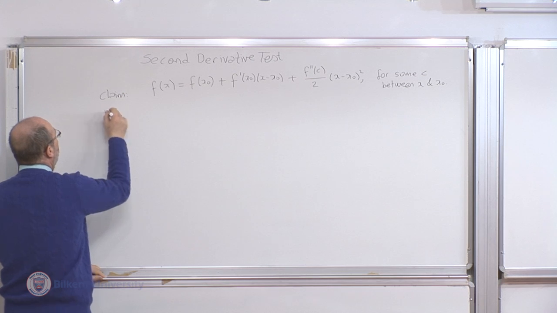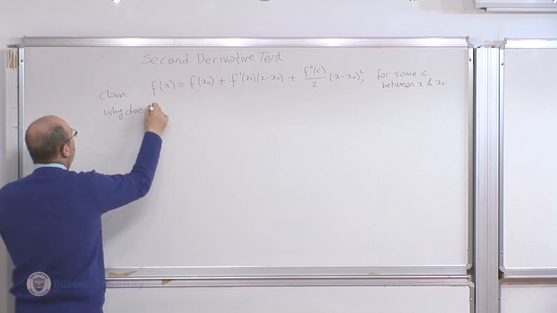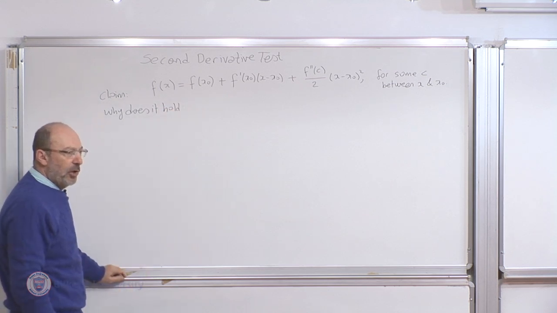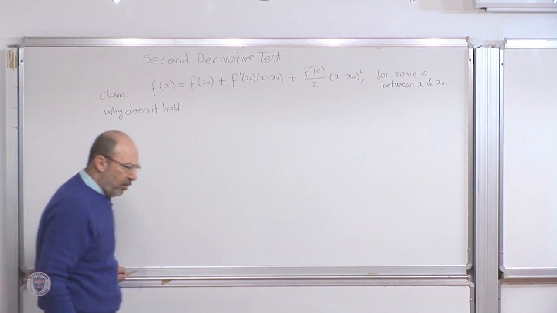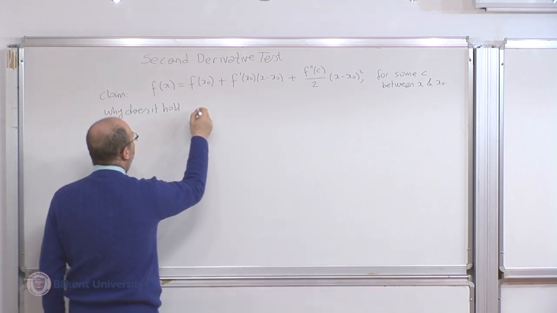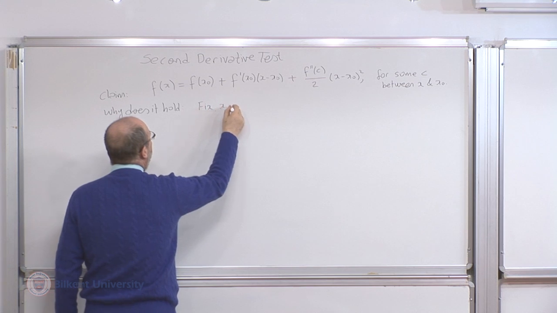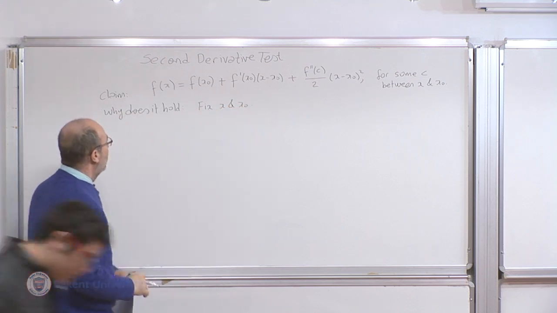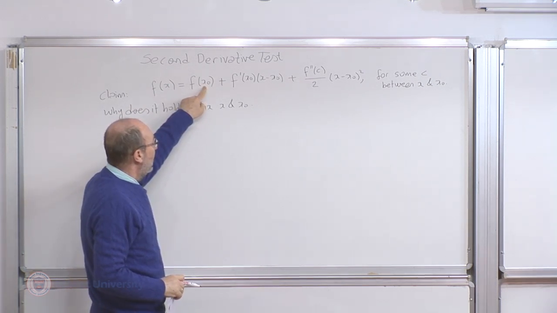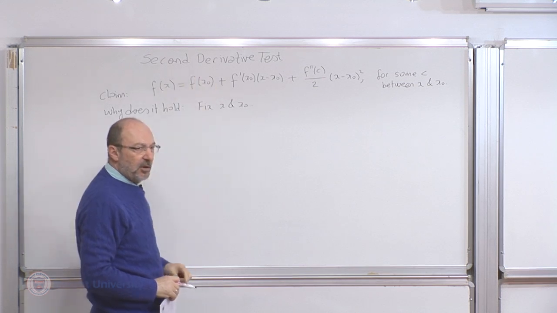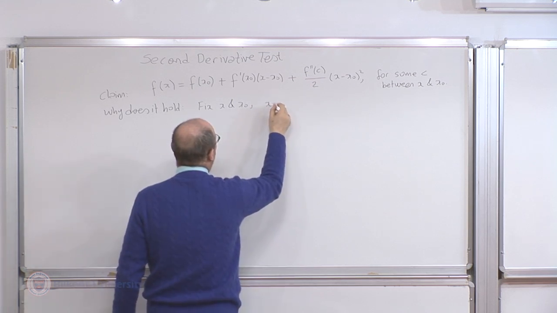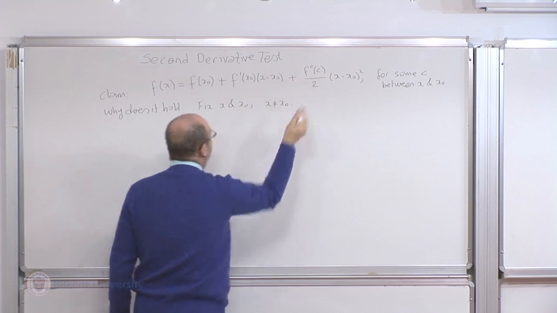So why does it hold? We'll prove this again with two applications of Rolle's theorem. For this, we do a small trick. First of all, fix x and x sub 0. We are trying to express the value of f at here in terms of the values of f at this point. So we fix them and see if this really holds. When we fix them, we make sure that they are different. Otherwise, there's nothing to prove.